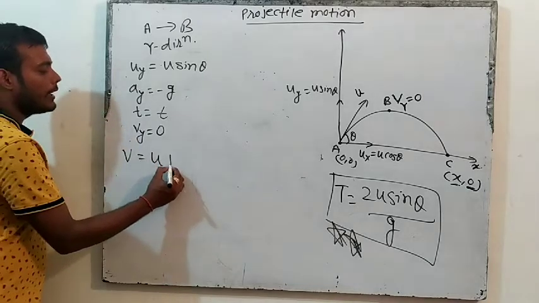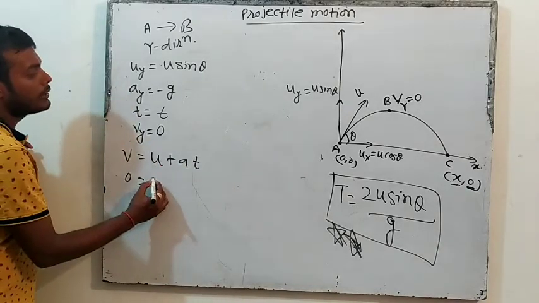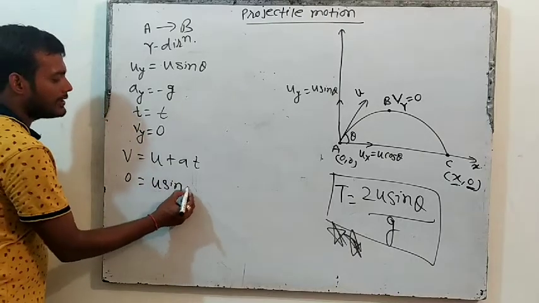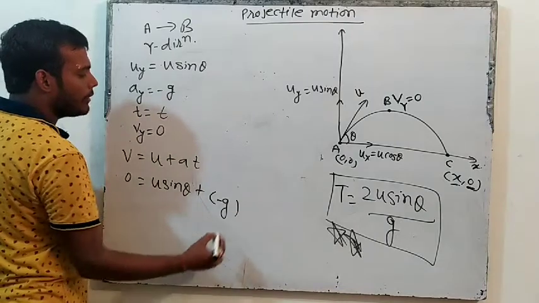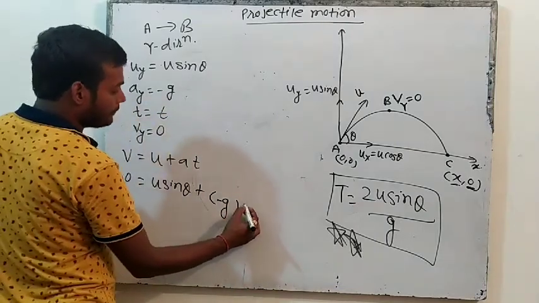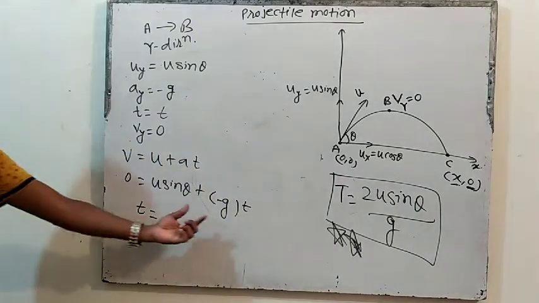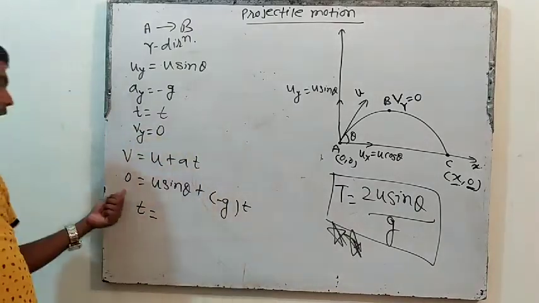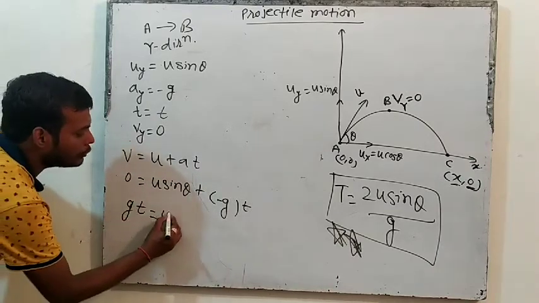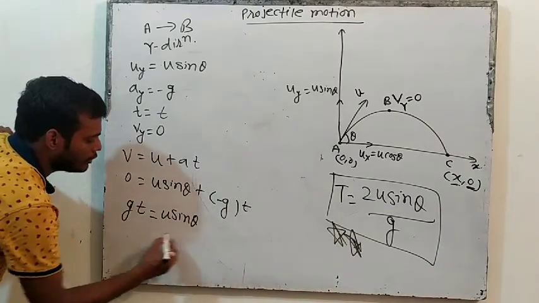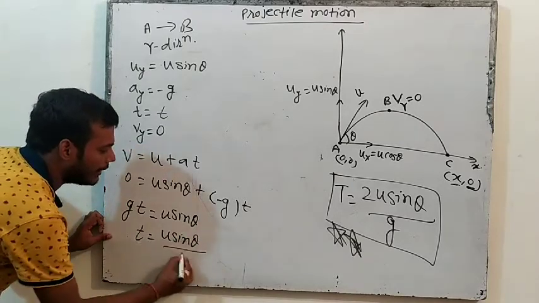V is equal to u plus at. So v is how much? 0. U is how much? U sin theta. Initial velocity is u sin theta, plus a is how much? Minus g. Acceleration will always be negative. And t is t. From here, this minus gt is minus, when it comes here, this will be plus. So gt is equal to u sin theta. So t will be u sin theta by g.